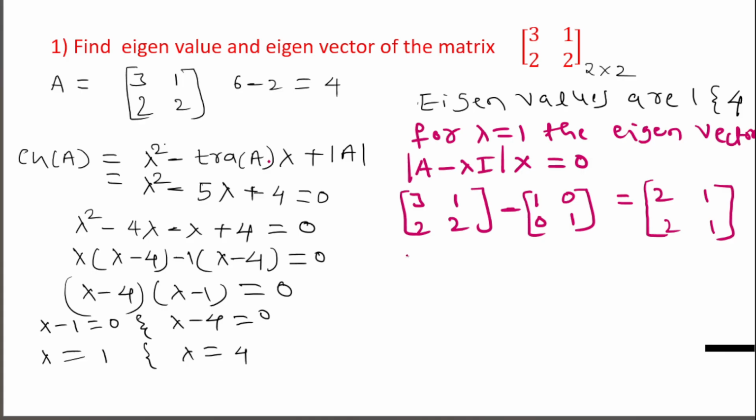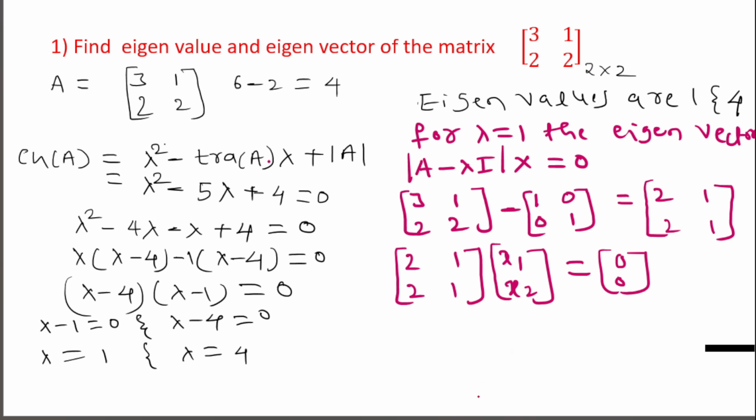Hence 2, 1, 2, 1, we have to write that matrix, and into its vector, that is x, we write x as the column vector x1, x2, that is equal to 0. This matrix is 2 cross 2, hence we take 2 zeros. Here we have to make this equation: multiply this 2, 1, 2, 1 matrix with the corresponding eigenvector x1, x2, that equals 0, 0.